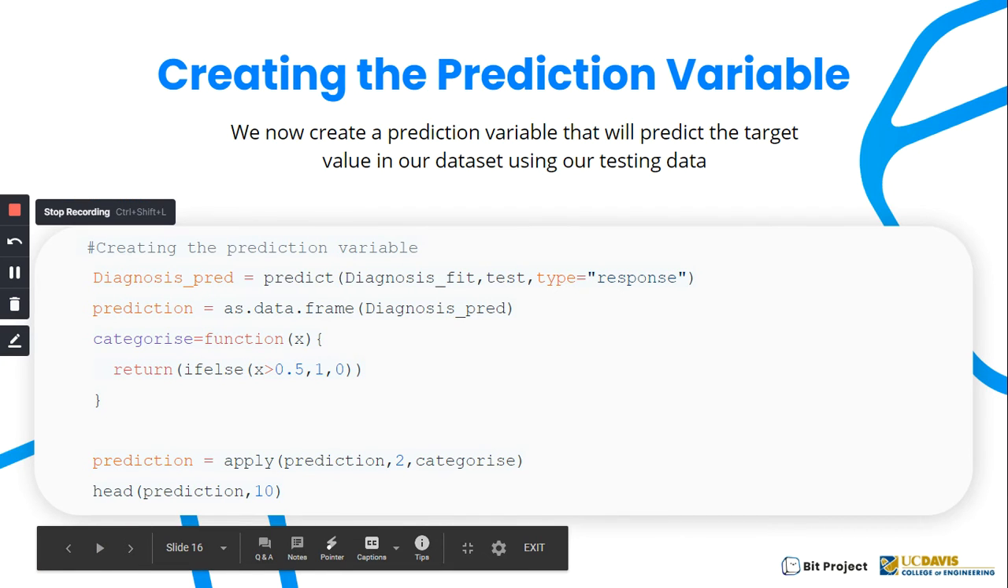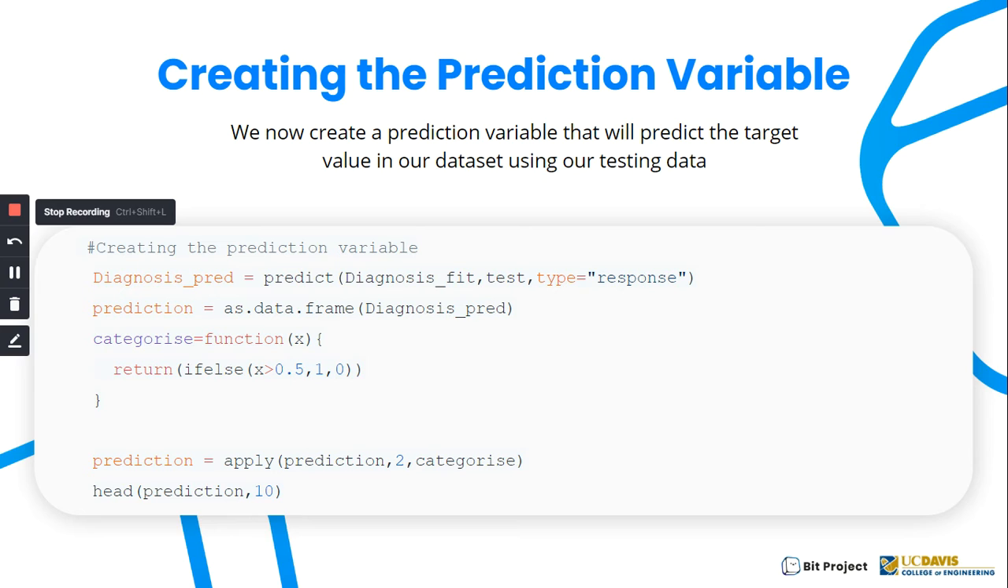The next step is to create the prediction variable using the testing data to determine how well our model will do with new data it's never seen before.